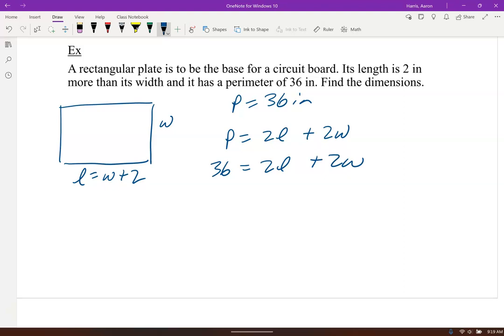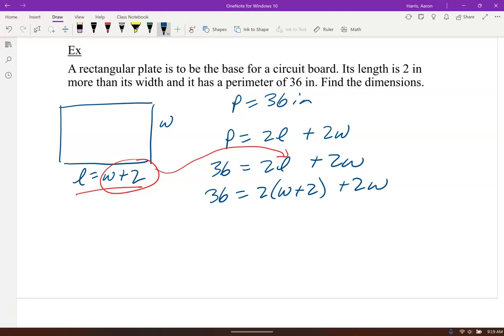And finally, we know the length is W plus 2. So that's going to go in right there. Perimeter is 36. Our length is 2 more than the width. And that's how we'll find our width. We've narrowed it down to one variable. So now we can solve for W, and we'll have our width. And we can then solve for the length after that.